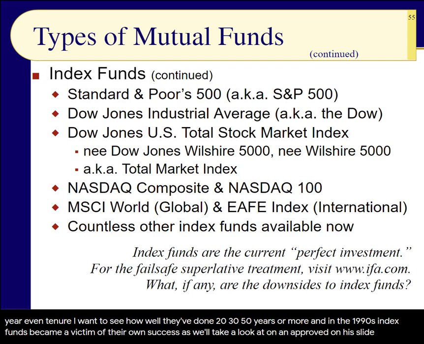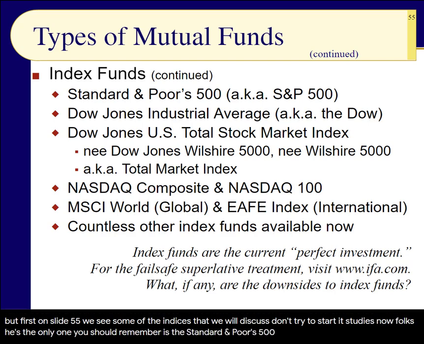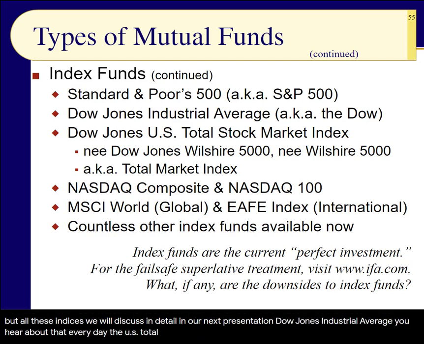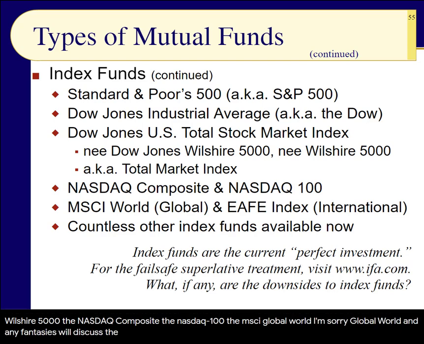But first, on slide 55, we see some of the indices that we will discuss. Don't try to study these now, folks. The only one you should remember is the Standard & Poor's 500 because that's the most popular one. But all these indices we will discuss in detail in our next presentation. Dow Jones Industrial Average, you hear about that every day. The U.S. Total Stock Market Index, what a silly name. They used to call it the Wilshire 5000. The NASDAQ Composite, the NASDAQ 100, the MSCI Global, World, and EAFE indices. We'll discuss these later on.